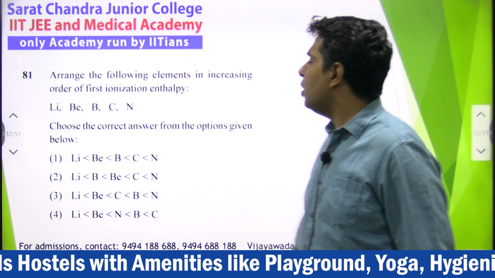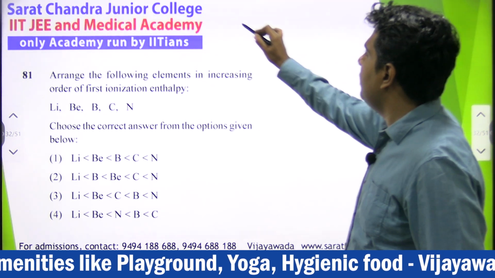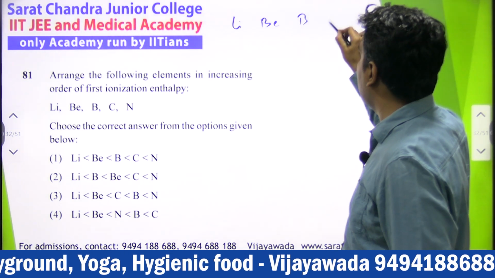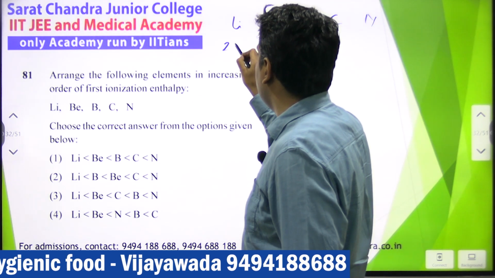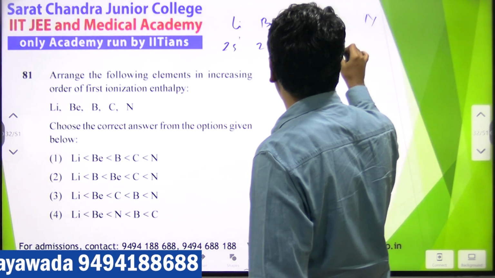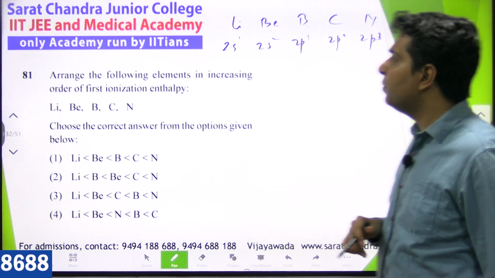Next, arrange the following elements in increasing order of the first ionization energy. So lithium, beryllium, boron, carbon, nitrogen. So lithium is 2s1, beryllium is 2s2, then 2p1, 2p2 and 2p3. So these are the elements of the same period.